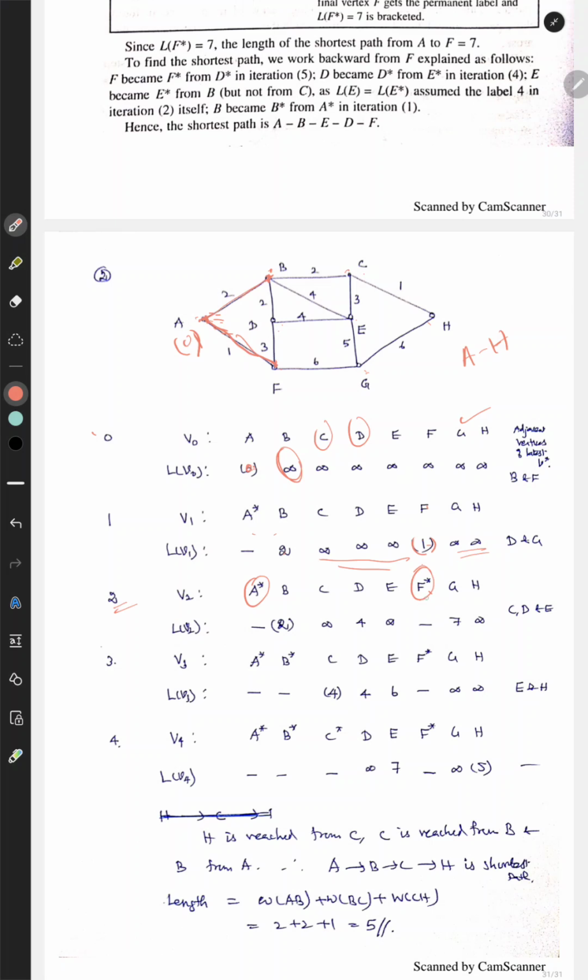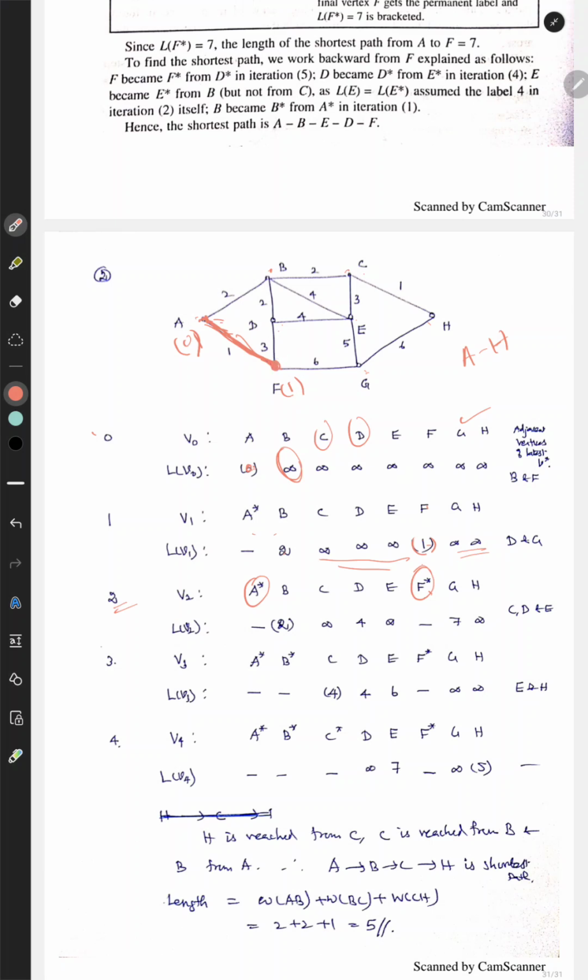F star is permanent in the second stage, right? So we are not now taking this route, we are taking this route. F is permanent. What is the weight of it? So the permanent weight of it is 1, so this is 1.